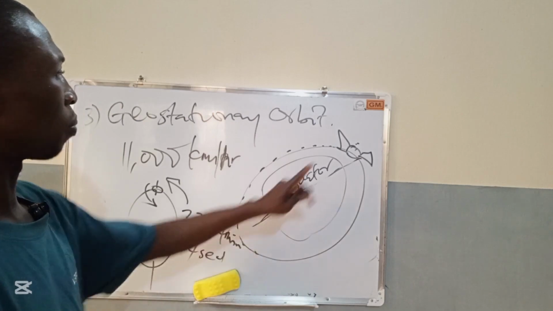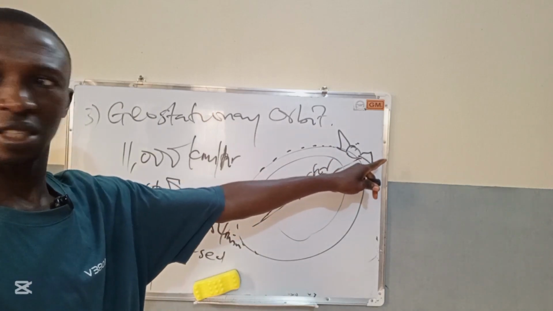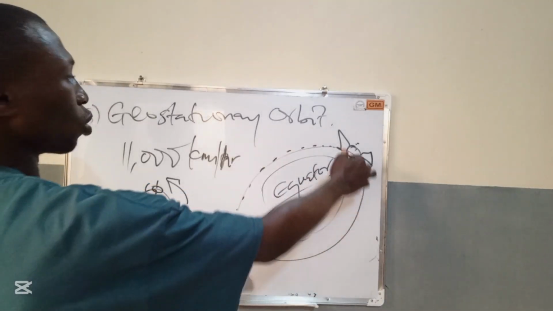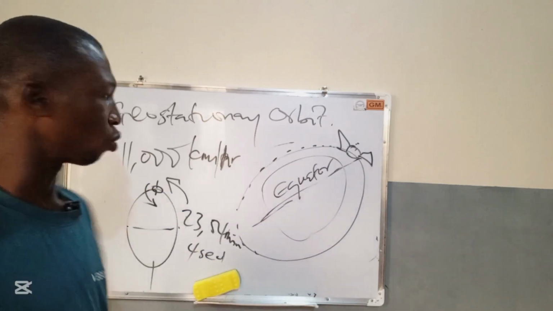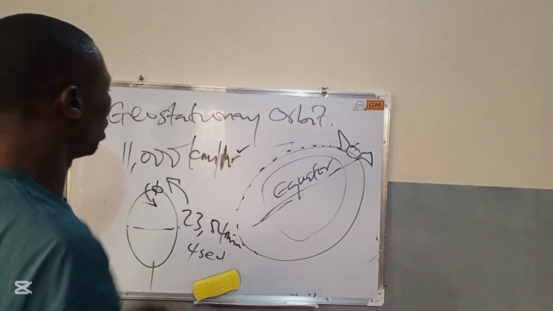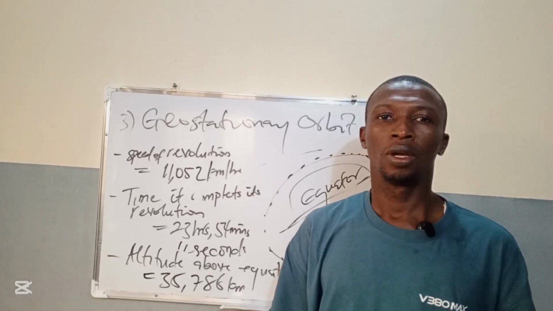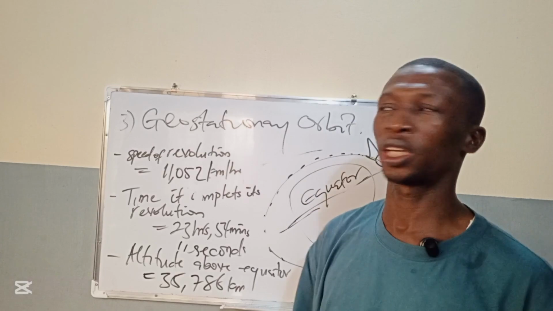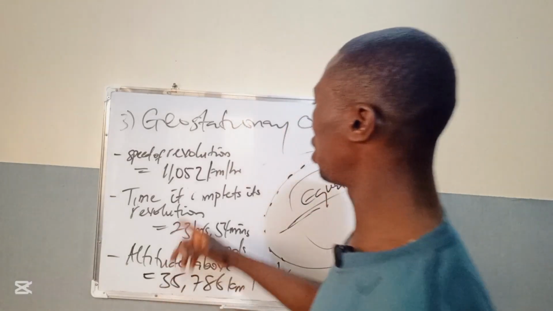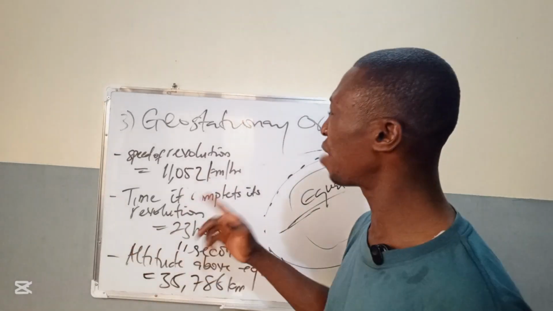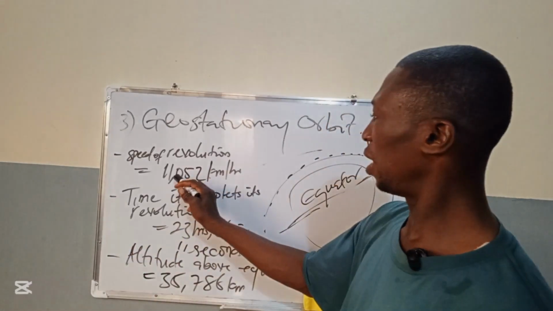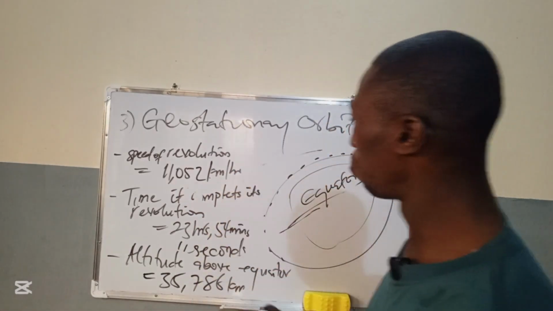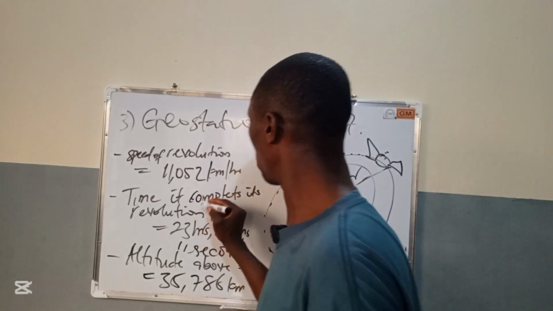The same thing is also applicable to the satellite on this orbit. It takes that same time to revolve around the Earth because it's moving at a very high speed, 11,000 kilometers per hour. Now, let's look at the parameters of satellites on this geostationary orbit. Like I told you earlier, it revolves at a speed of approximately 11,052 kilometers per hour.